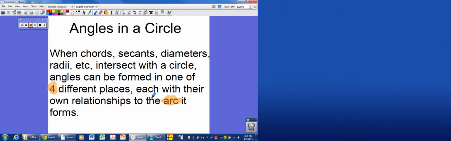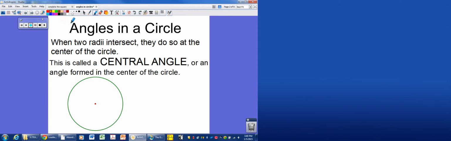So there is a relationship between the type of angle, where the angle is formed, and the arc that is intersected by the different types of segments that we're going to talk about. There are four different types, and they all have their own relationships. So, starting off with the basic and working towards the less basic.